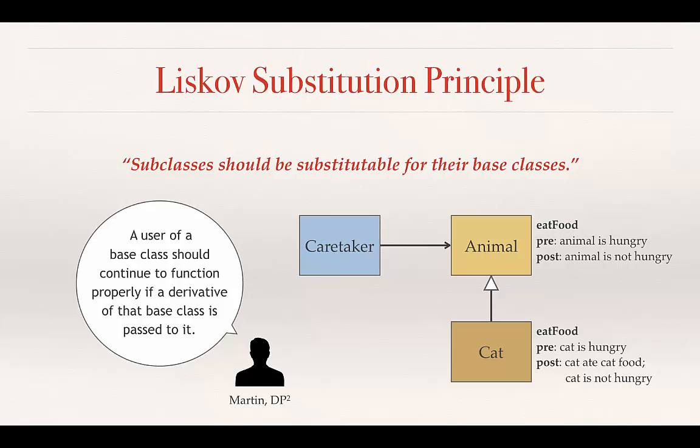Now, what if the particular animal that the caretaker must care for is a cat? From the point of view of the caretaker component, this information may not be known. Therefore, it's necessary that the cat behave like an animal. In particular, if the caretaker feeds the cat, it should not be hungry afterwards. Even though the postcondition for the cat has an extra condition, namely that it eats cat food, part of the condition needs to be that the cat is no longer hungry.